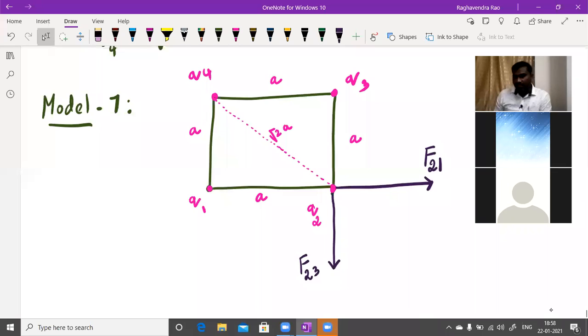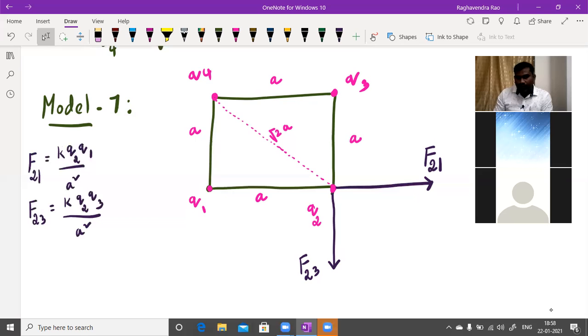Okay, this is the force on 2 due to 3. Now we can write: the force on 2 due to 1 is K into Q2 Q1 by A square. F23 is K Q2 Q3 by A square. If the charges are the same, the forces will be the same. As the charges are different, the forces will be different.